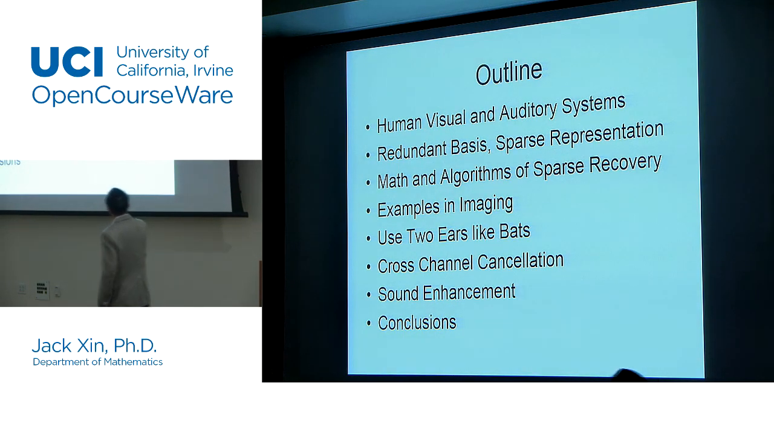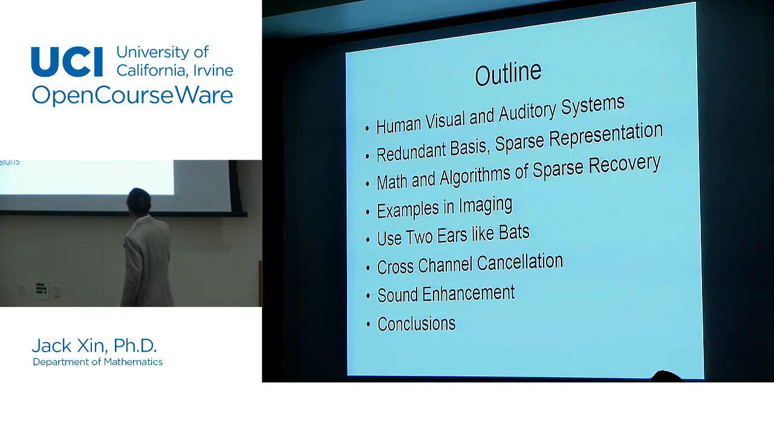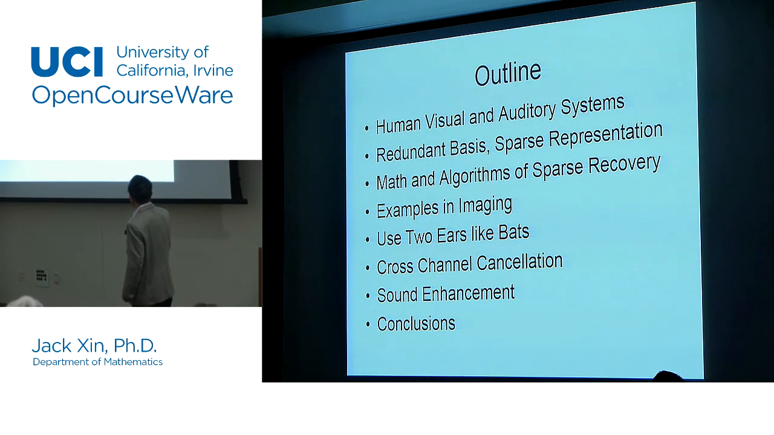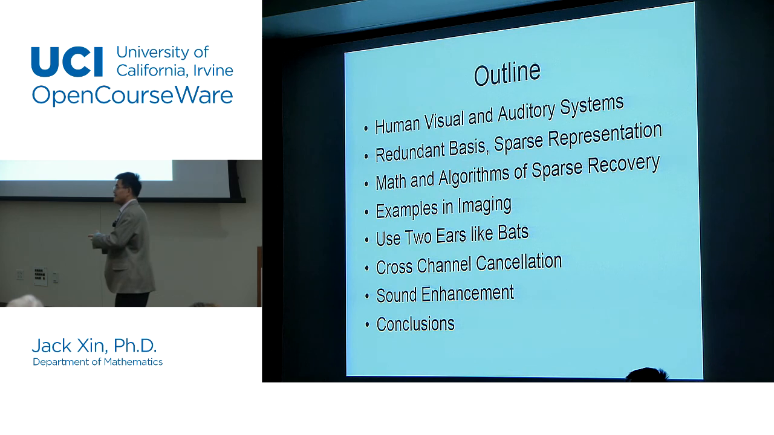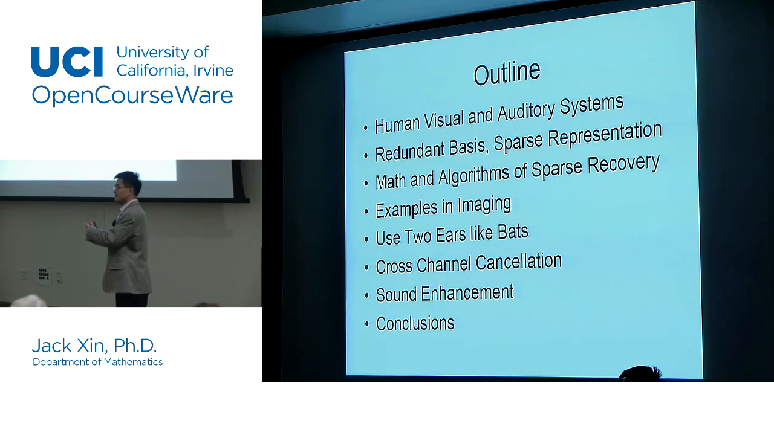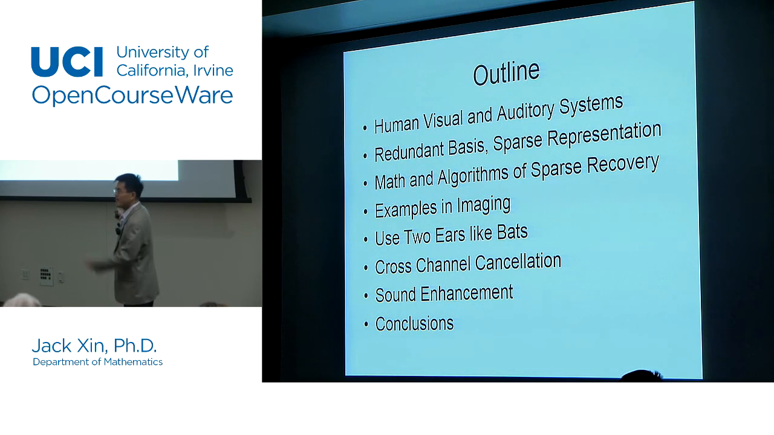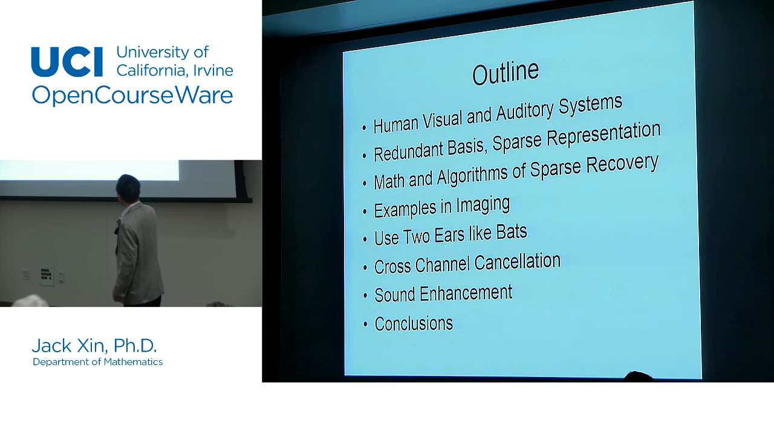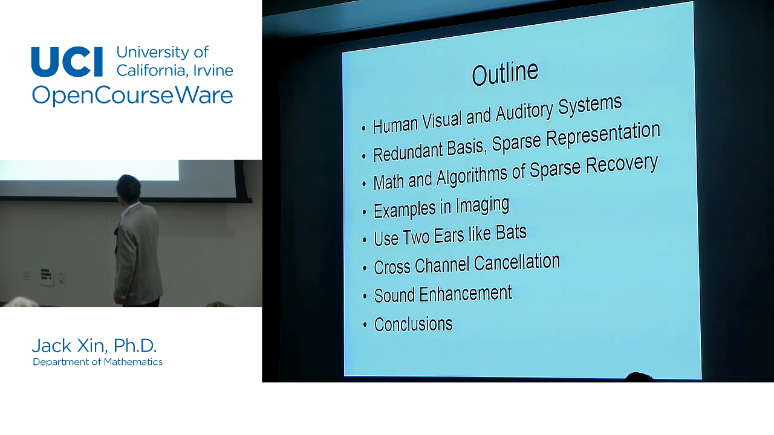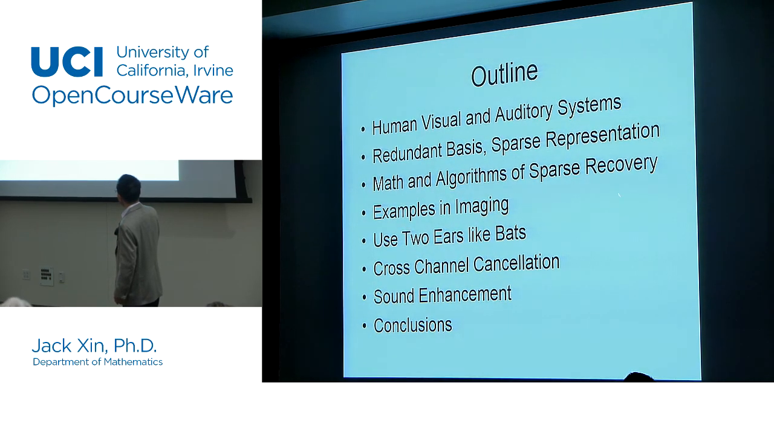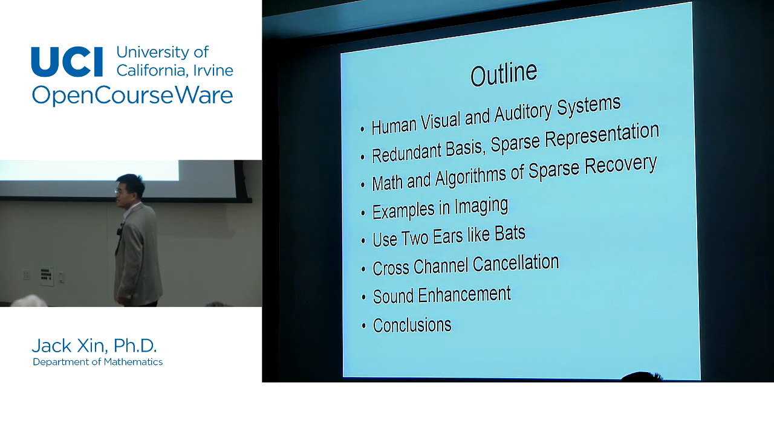Yeah, okay. So the visual and the auditory systems are what we're going to discuss. And then we're going to look at it from the linear algebra point of view. In other words, the vectors and all that stuff. And hopefully this will remind you of some math you learned before. And then we'll look at the special class of issue called sparse recovery and how they are applied in imaging. And then we'll switch gear to sound.